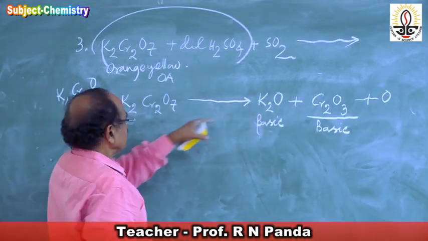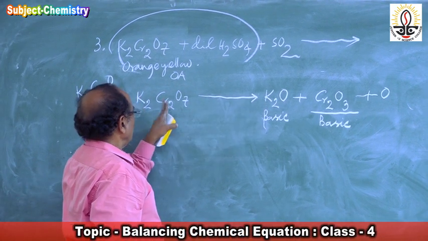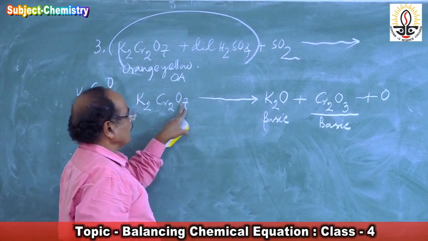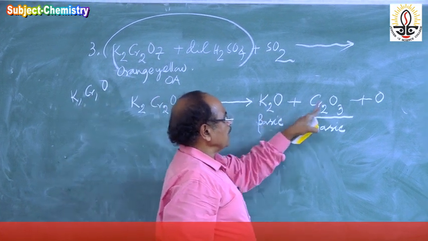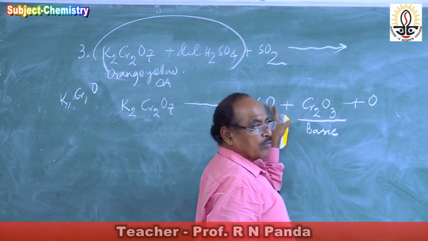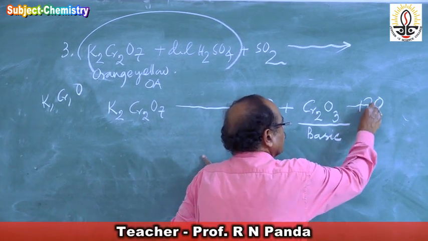So how many potassium? K2, K2. Chromium, Cr2, Cr2. Oxygen, here 7. We have 7 O. Here 1 O, here 3 O. 3 O plus 1 O, 4 O. So this is 3 O. It is balanced.